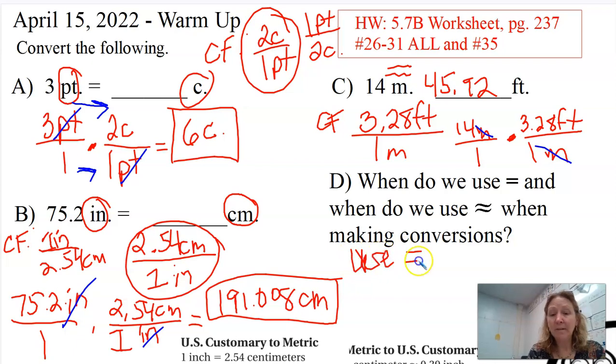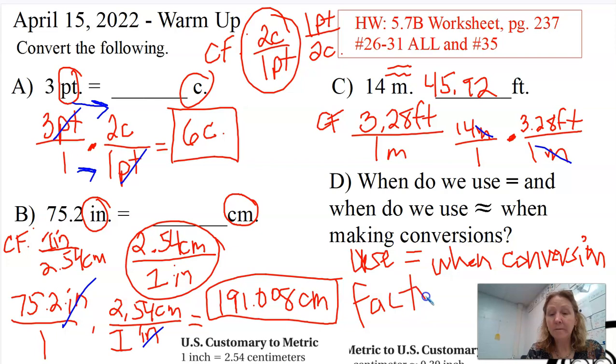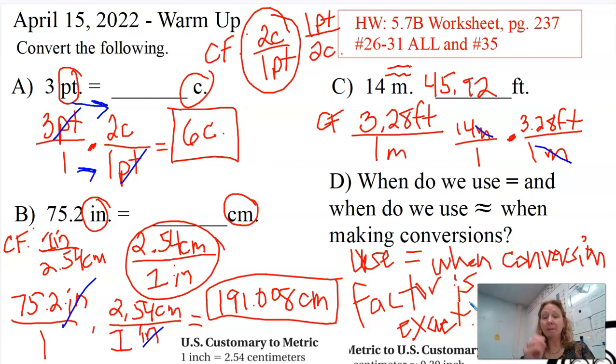Use equal when the conversion factor is exact. And then I use the approximately when the conversion is just an approximation, which means it's been rounded.